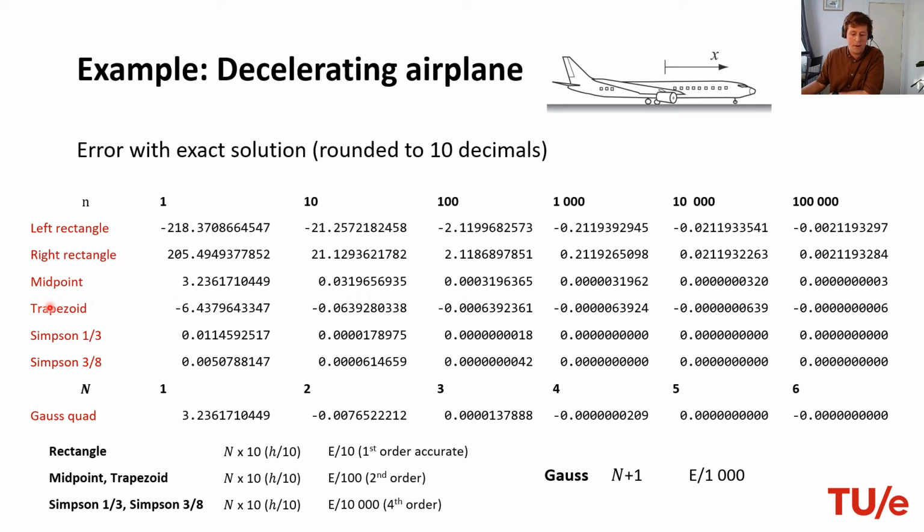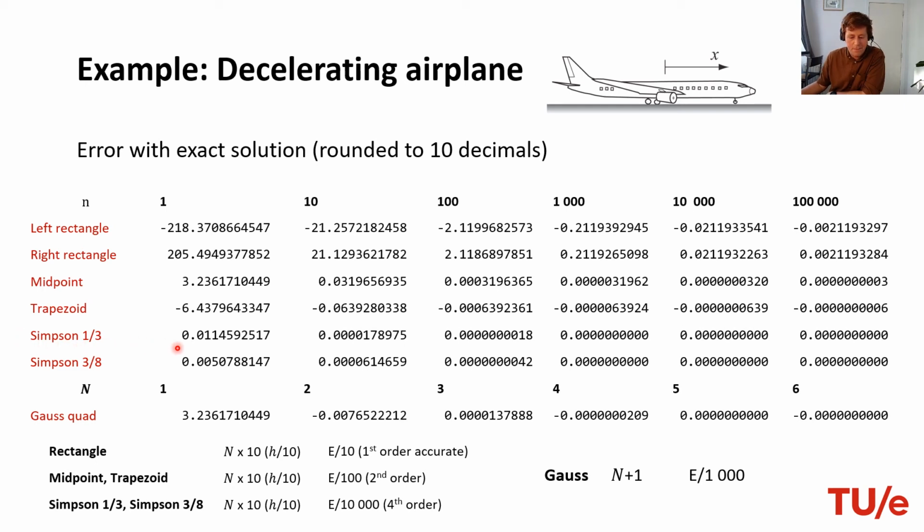Same goes for the trapezoid rule. So also from here to here, we have a decrease in the error of a factor of 100. So that's again second order behavior. Note that in order to get a completely accurate solution up to 10 decimals, we still have to take really a lot of function evaluations. So although second order is a lot better than first order, it's still not super desirable, let's say. So there's still a lot of room for improvement, especially if we take a look at how the Simpson's methods are doing.